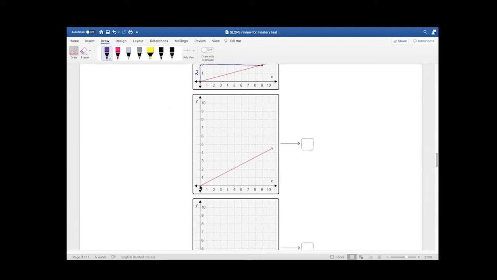This graph, start at the origin. That looks like a good point. And I'm going to go along to look where it crosses again exactly at an ordered pair. This one looks good here. And then I can use those 2 points to do my rise and my run. So 3 over 7 would be my slope. Whoops, 7.